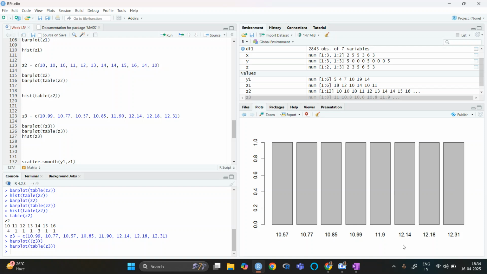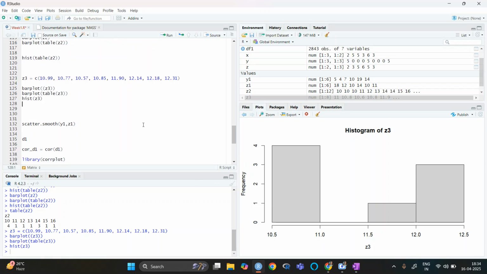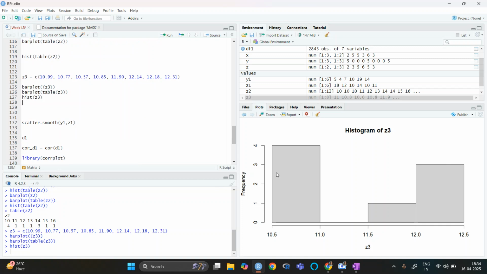But this is not what we want. We want to see what is happening in between these parameters. So for that you would use the histogram. You can see that between 10.5 to 11 you have four values. Between 11.5 to 12 you have 1. Between 12 to 12.5 you have 3 values. So this is basically the difference between the bar plot and the histogram, which so many people do not understand exactly.